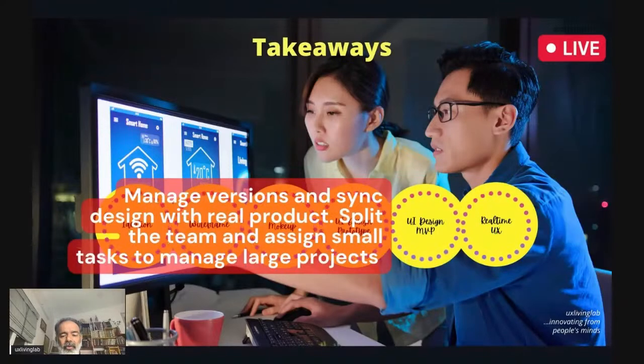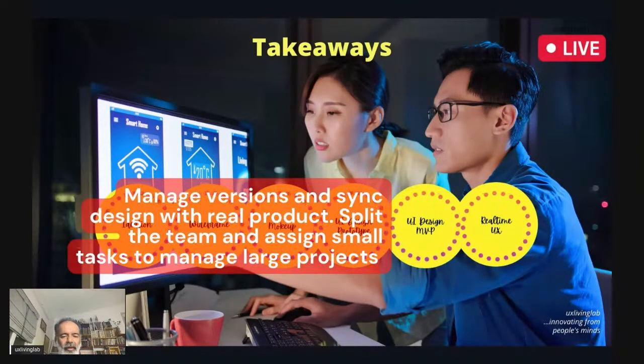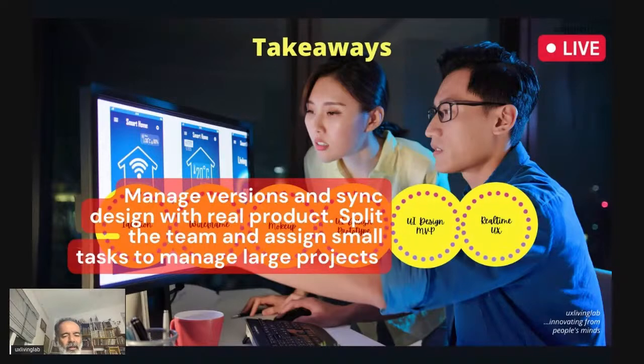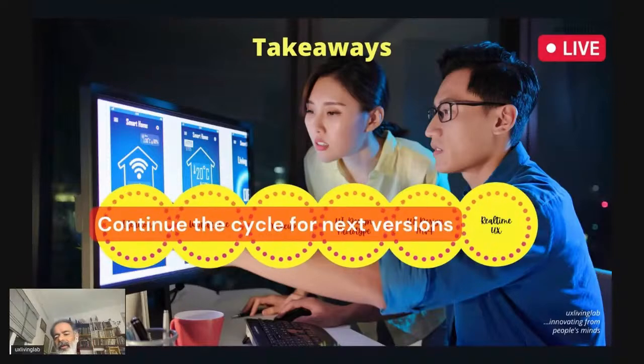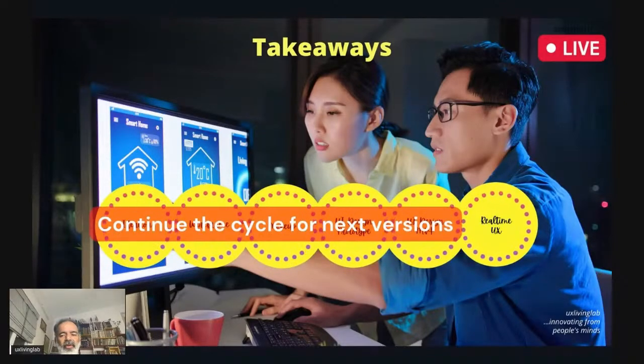Then comes MVP. You should not stop at the prototype stage or mockup stage. Continue with the product development team. Manage versions and sync design with the real product. Split the team and assign small tasks to manage large projects. I already explained that. So this is one of the important things. As a UI designer, you have to continue with the development team and sync your designs. Real-time UX, continue the cycles for next versions.